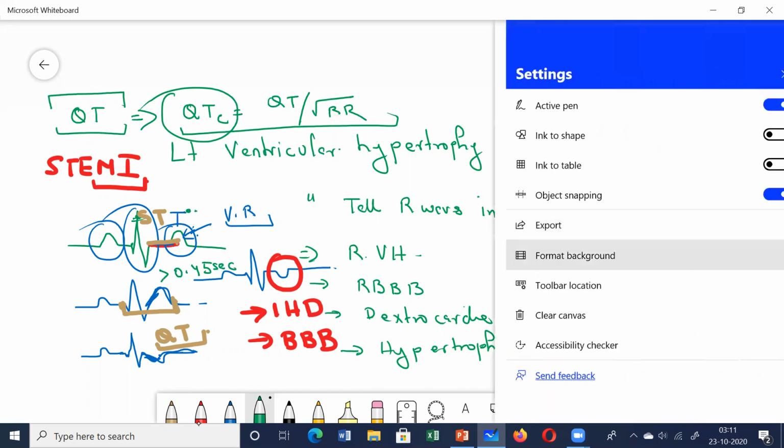So where can you see a QT interval of more than 0.45 seconds? Let us draw one. So this is a prolonged QT interval. It has become more than 0.45 seconds. So where can you see this QT interval of more than 0.45 seconds?